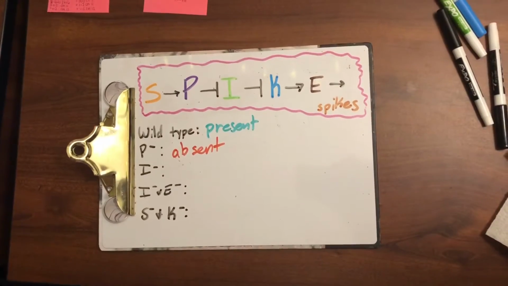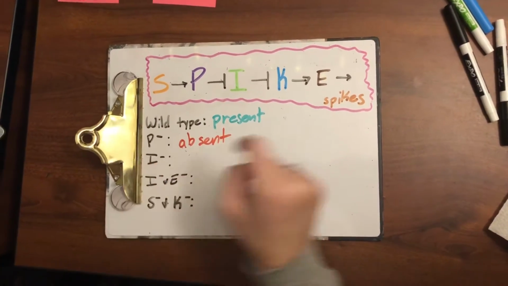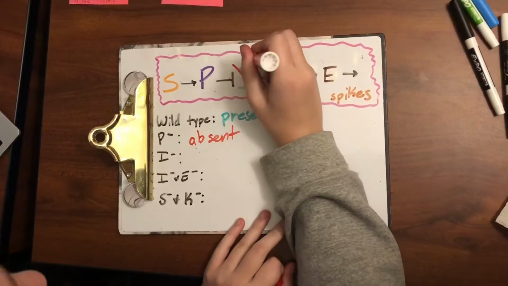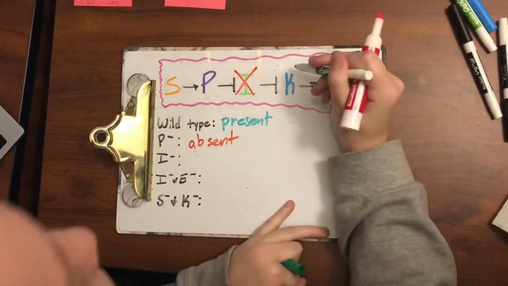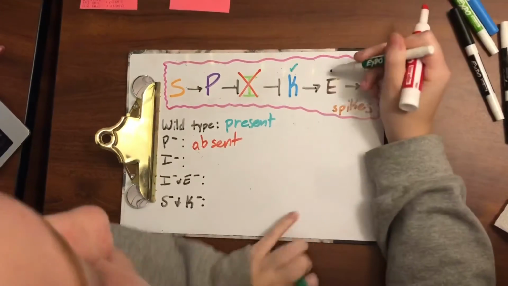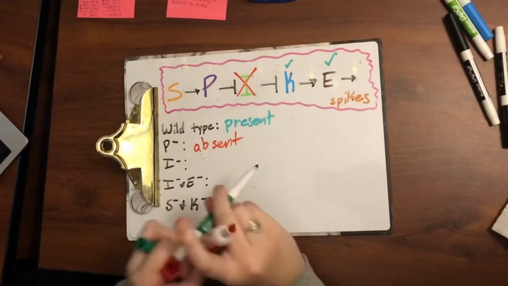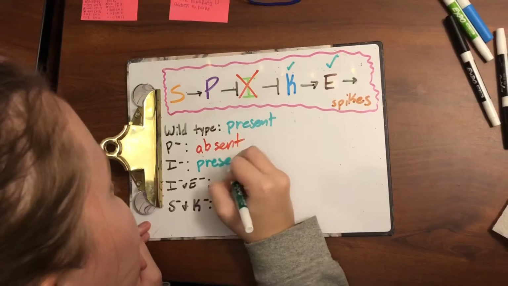Next is going to be a mutation on the I gene, so I will not be produced. Since there's no I to repress K, K will be present. And since K promotes E, E will also be present, which means that spikes will be present.